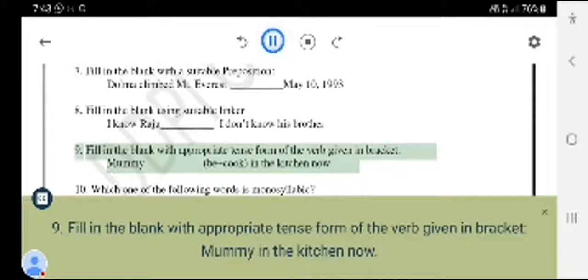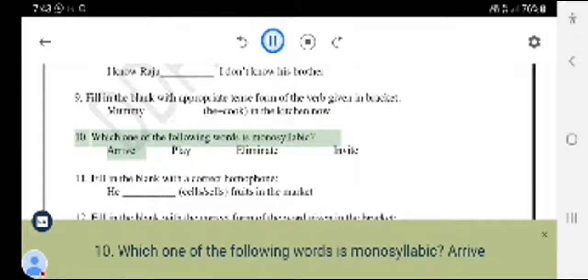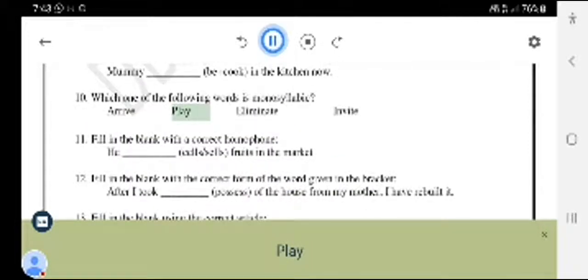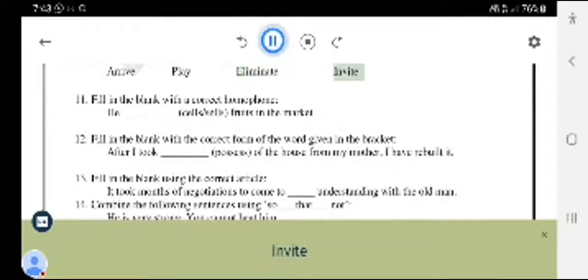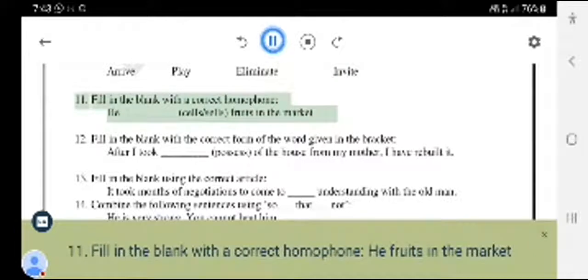9. Fill in the blank with appropriate tense form of the verb given in bracket. Mummy in the kitchen now. 10. Which one of the following words is monosyllabic? Arrive. Play. Eliminate. Invite. 11. Fill in the blank with a correct homophone. He fruits in the market.